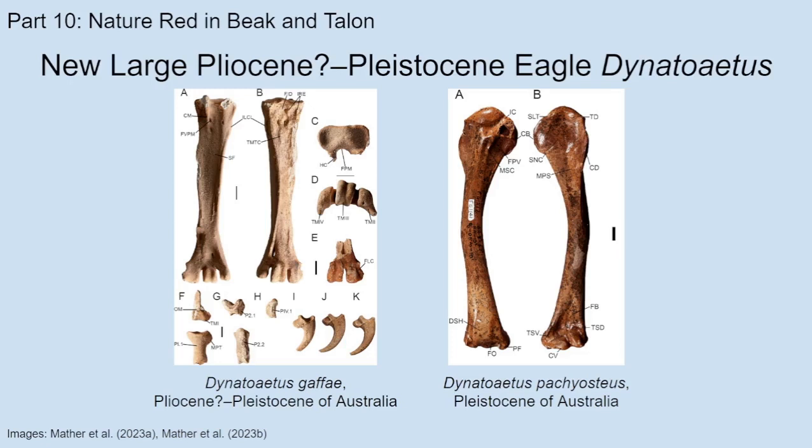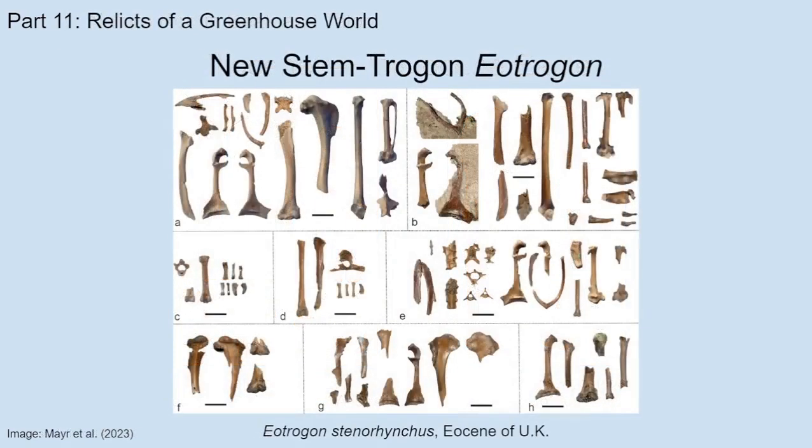Today there are definitely no giant eagles in Australia. I mean, the wedge-tailed eagle is pretty big, but it's not exceptionally big for an eagle. But yeah, we used to have those in Australia. Now we have evidence of that. That's pretty cool. Let's go on to the next slide.